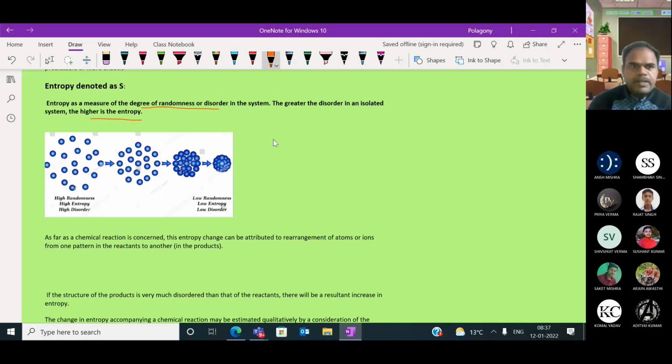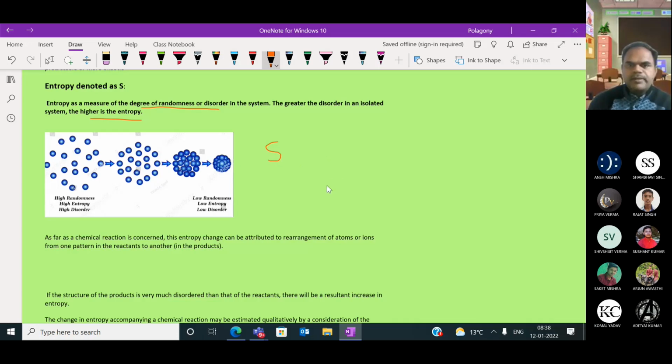Here we should apply one thermodynamic word, that is entropy, which is indicated with S. S is the symbol for entropy. What does entropy mean? Entropy talks about the spread of the molecules, the randomness of the molecules, the degree of randomness of the molecules.